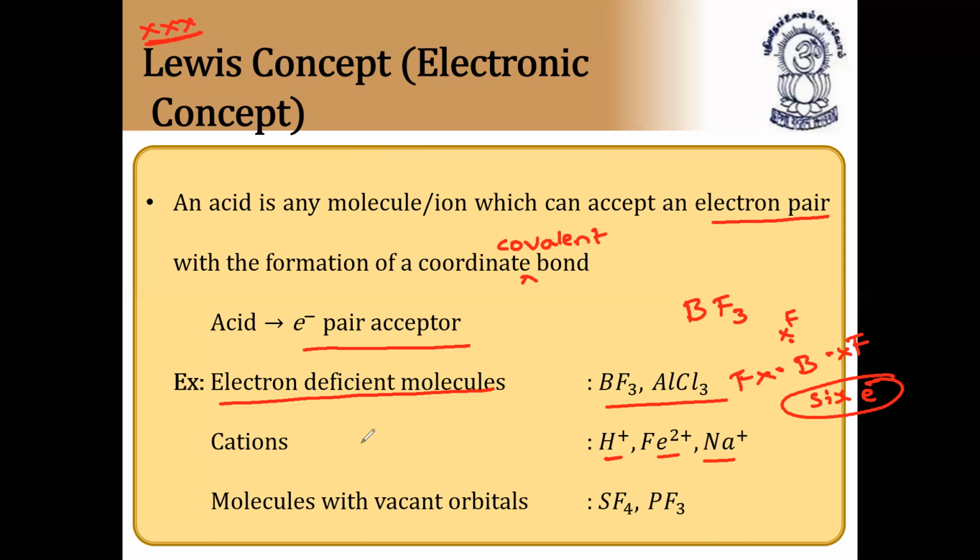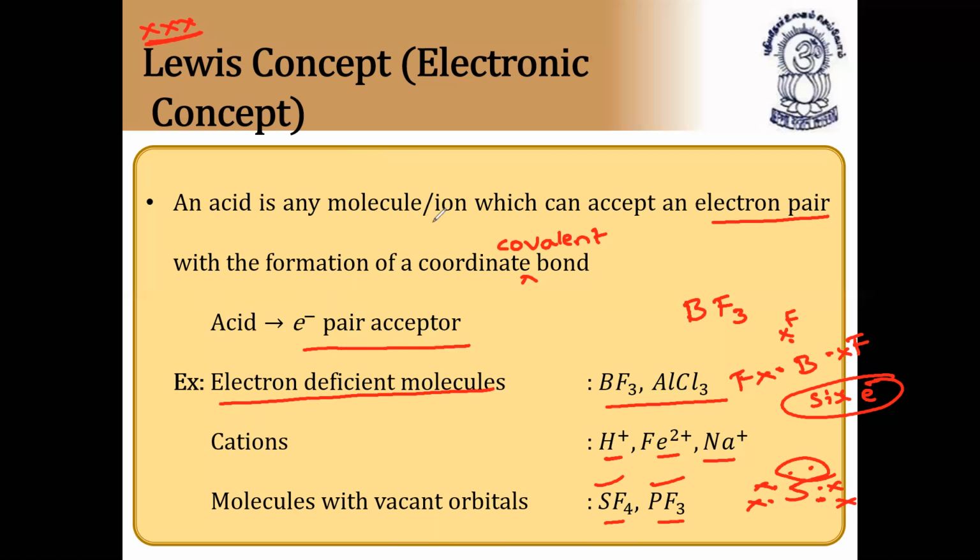So all cations are called Lewis acids. Molecules with vacant orbitals, SF4 and PF3. SF4 contains a lone pair of electrons because you can see here, sulfur has 6 valence electrons. So with the 4 fluorines, they combine to form SF4. So it has one lone pair. So molecules with vacant orbitals, SF4 and PF3, are said to be Lewis acids. Very, very important. So these are called Lewis acids. So please note it down.